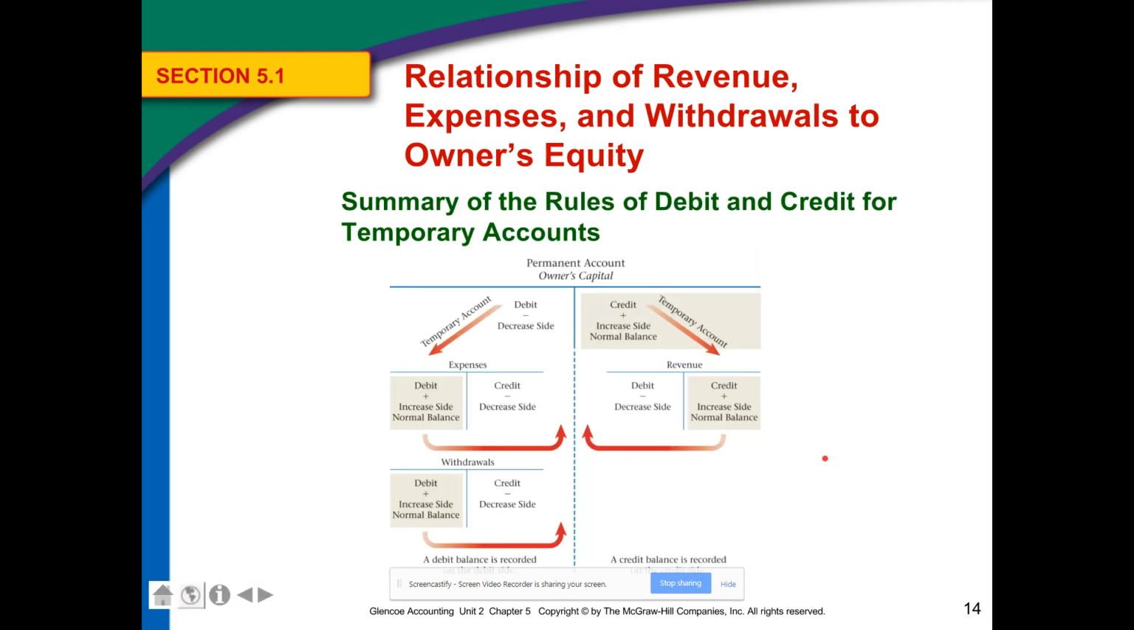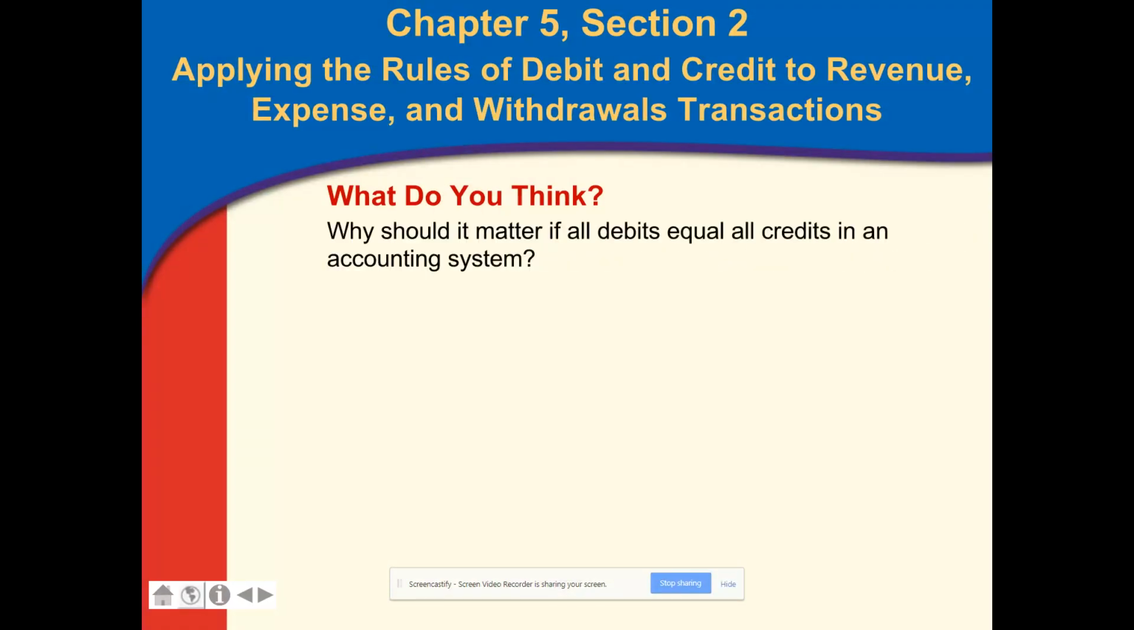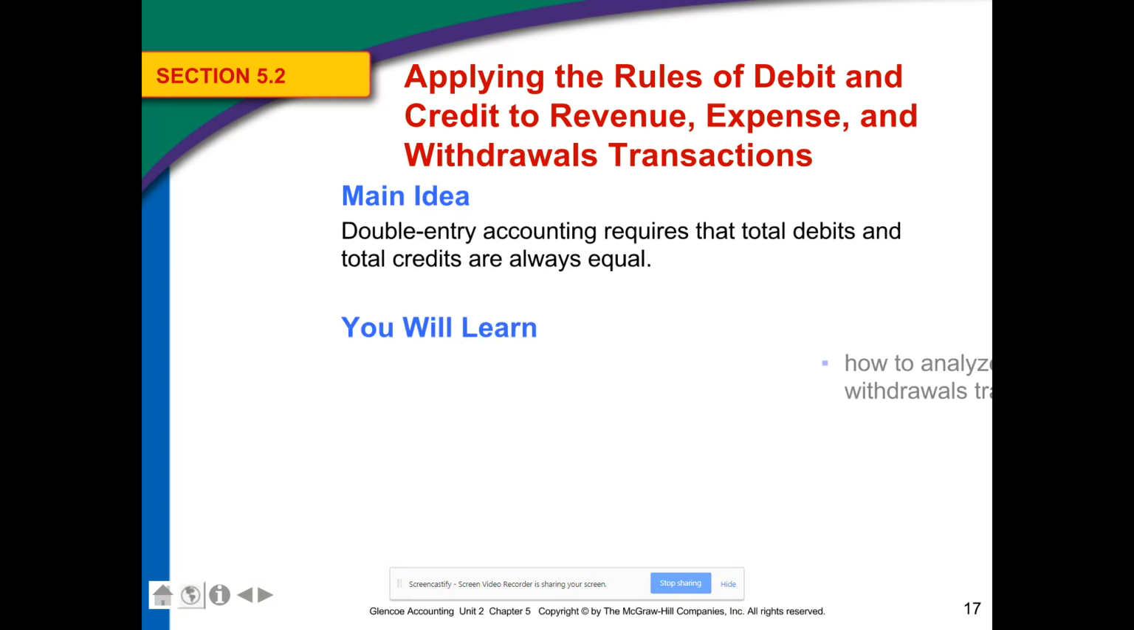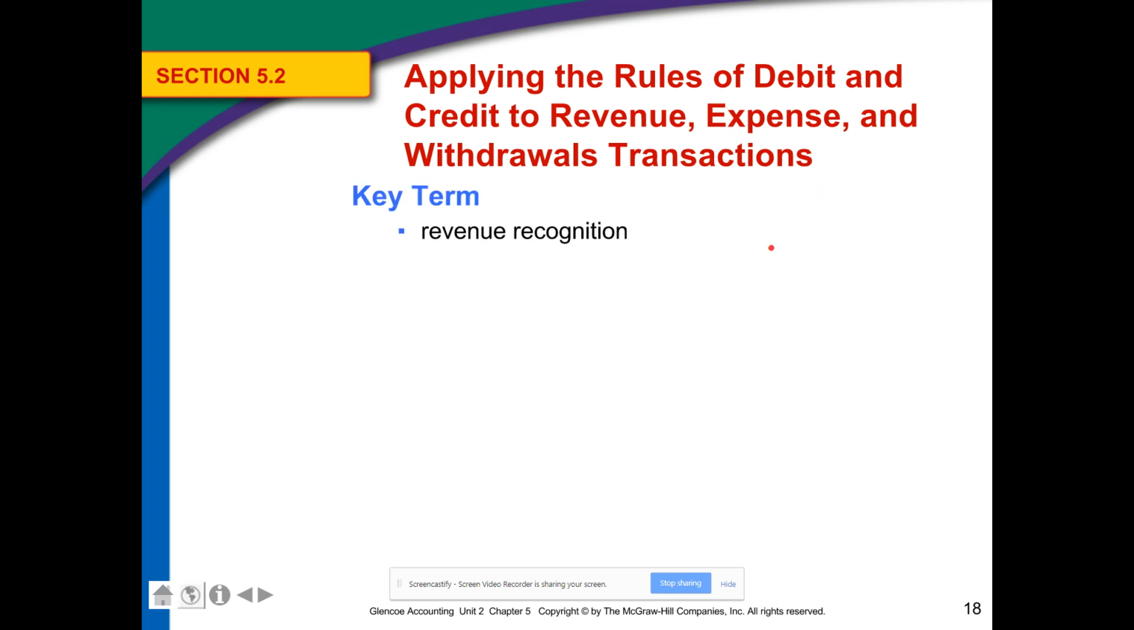So here's a quick summary of your rules. And your key term, temporary accounts and permanent accounts. So let's look to see what this will look like. We're going to look at a few different transactions. I'm going to walk you through what they're going to look like and why they look like they do. And then you can use this resource to help you with your assignment today. I have the slides linked, and I also have the textbook pages linked for you, or you can always come back to this. So let's look at transactions.